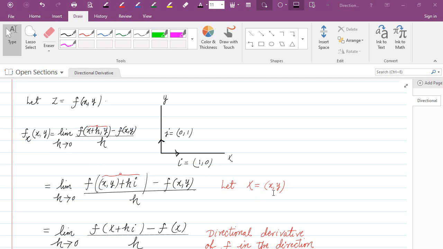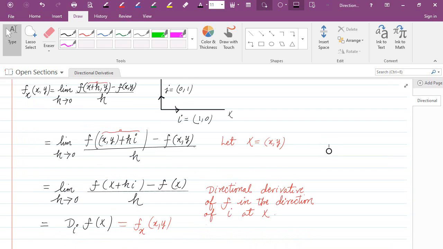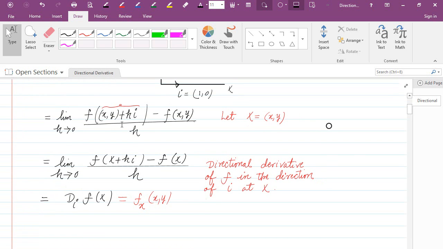Now letting capital X denote (x, y), what we get is that this limit is equal to the limit as h goes to 0 of f of (capital X plus h i) minus f of capital X, divided by h, and that is exactly the directional derivative of f in the direction of i at the point X. So the partial derivative of f with respect to x is the directional derivative of f in the direction of i.